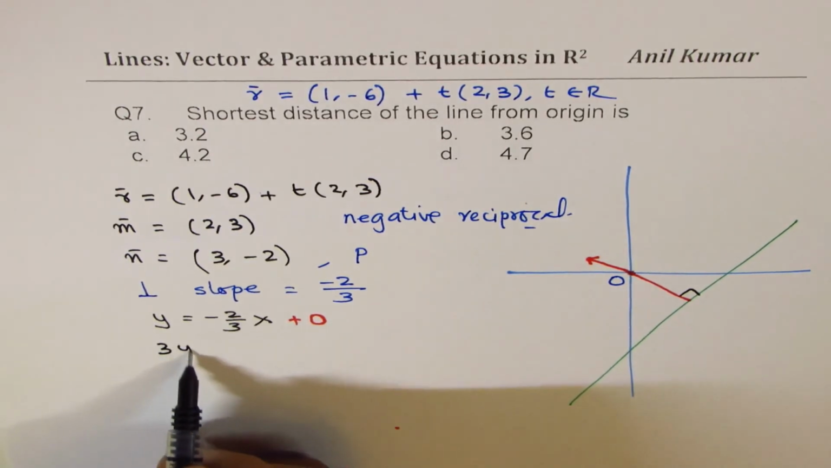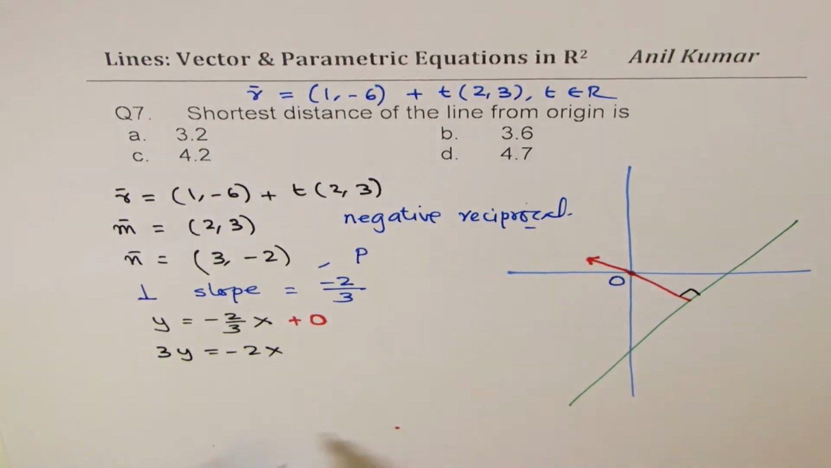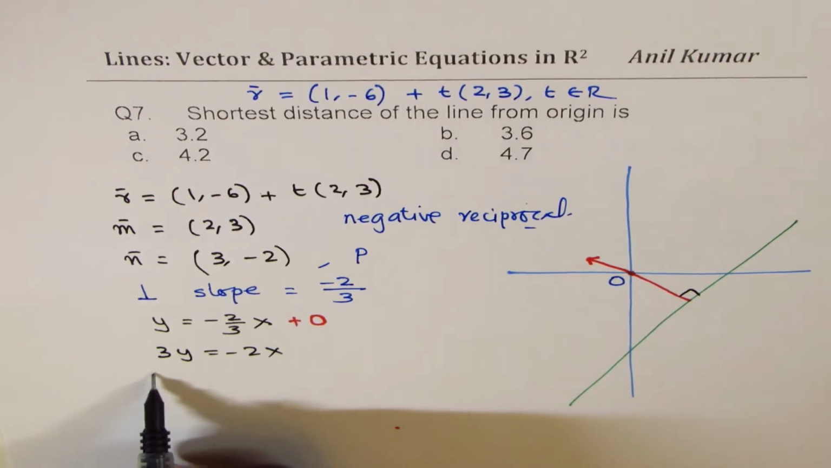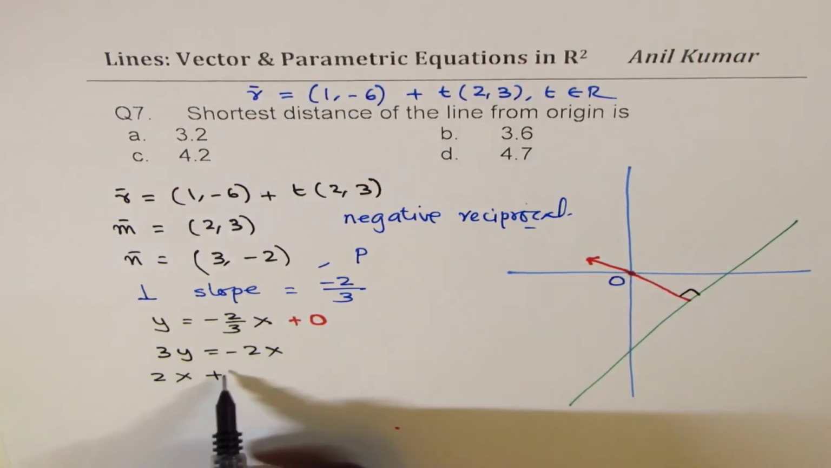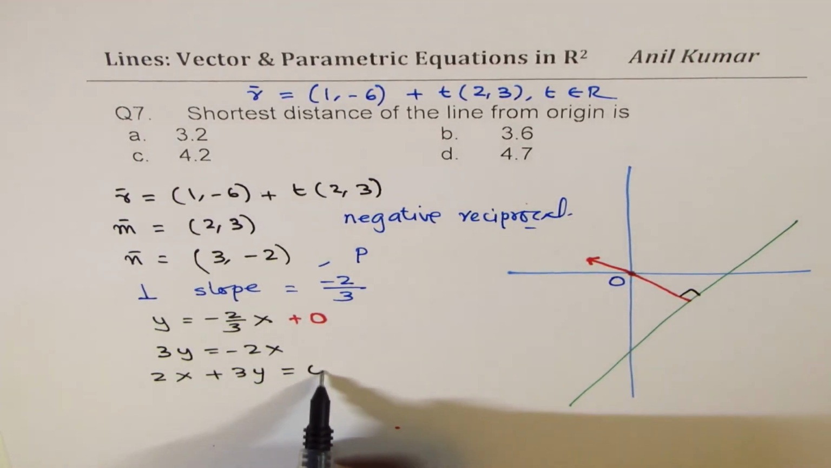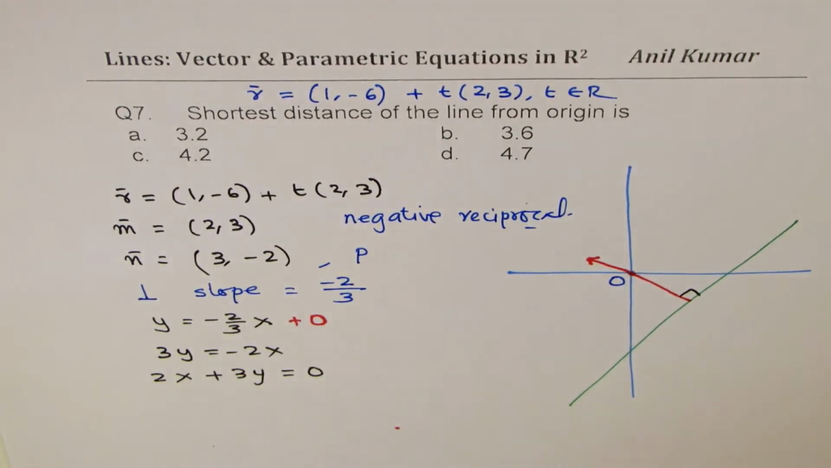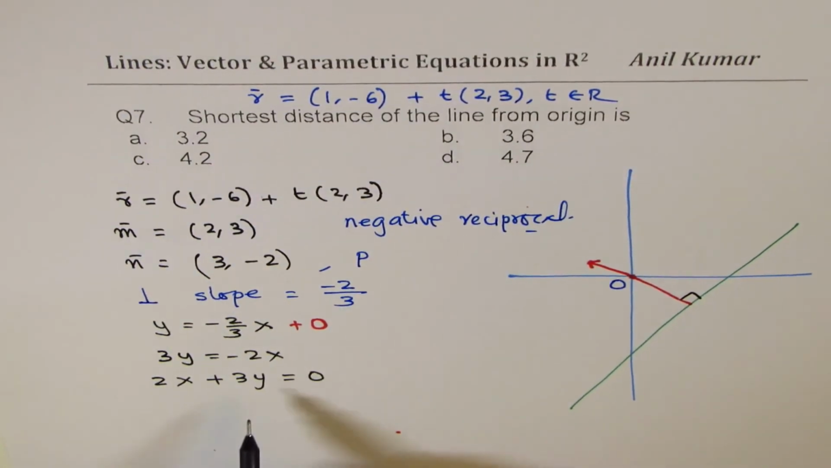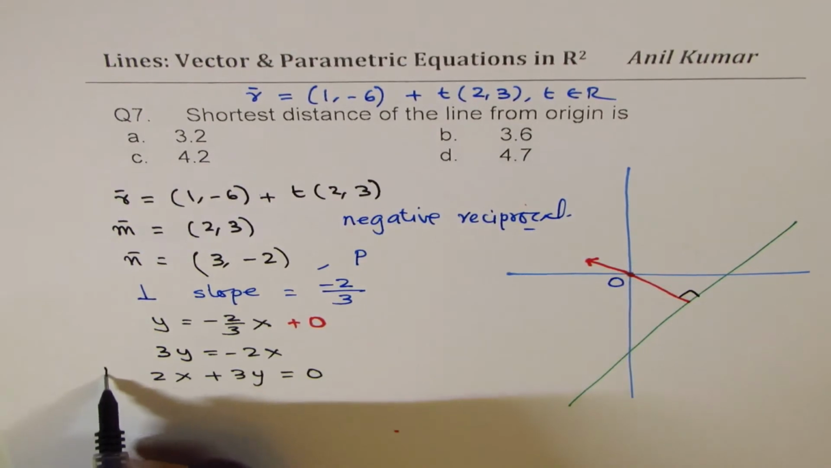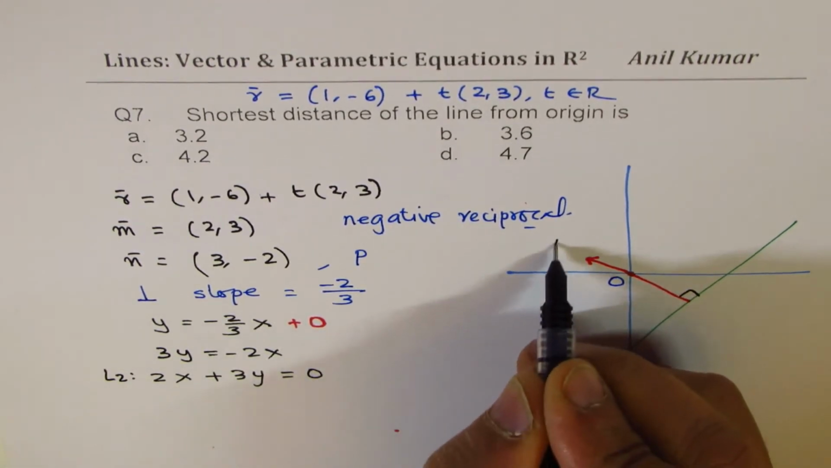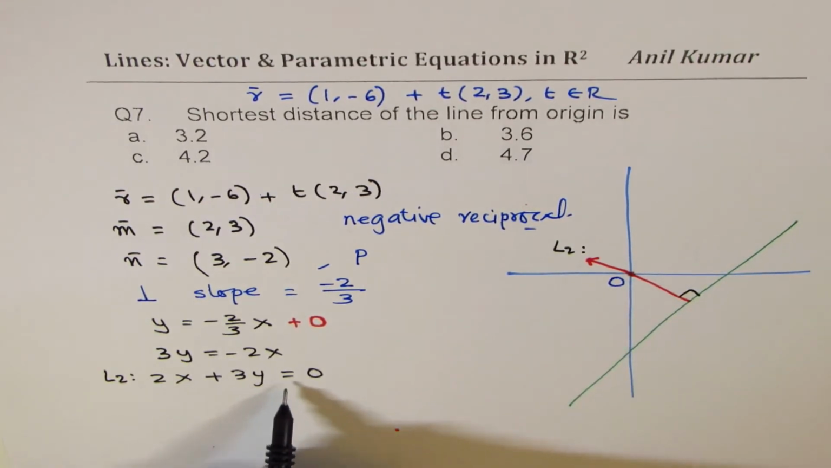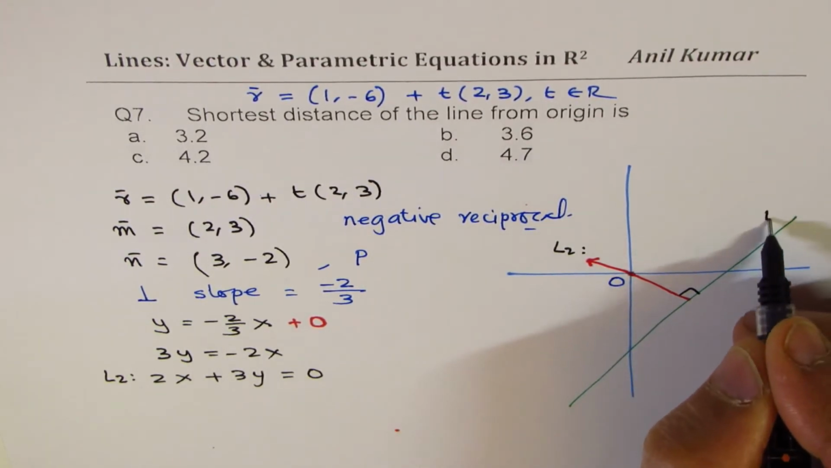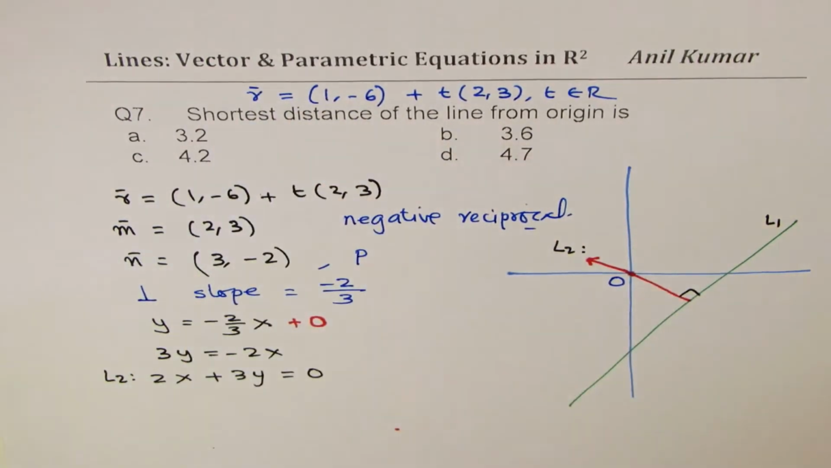We could write this as 3y equals minus 2x, or bringing it here, 2x plus 3y equals 0. You get an idea, right? So that becomes the equation of the normal. So what we get here is that the equation of our second line, let me write line 2, which is normal, is 2x plus 3y equals 0, right? That is our line 1, which we are saying R.